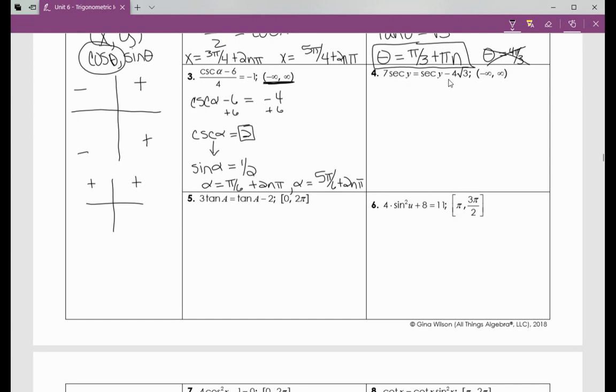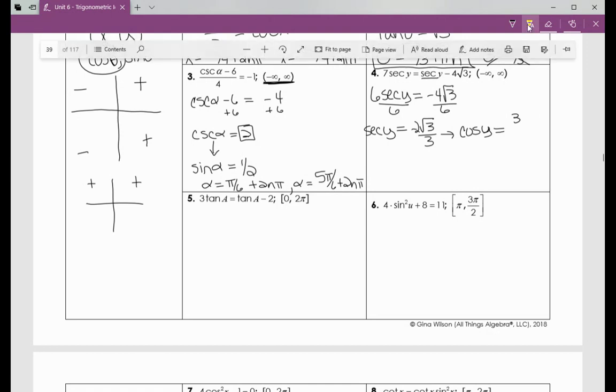In number 4, we're going to isolate secant. So that would give me 6 secant y when I subtracted the 1 from that side. I'm going to divide by 6. So secant of y gives me negative 2 square roots of 3 over 3. Well, I can change that to cosine of y by flipping this fraction. So that would be 3 over negative 2 square roots of 3. I have to rationalize. So that would be 3 square roots of 3 over 6. And that ends up being the square root of 3 over 2. But it is negative because you have a negative divided by a positive.